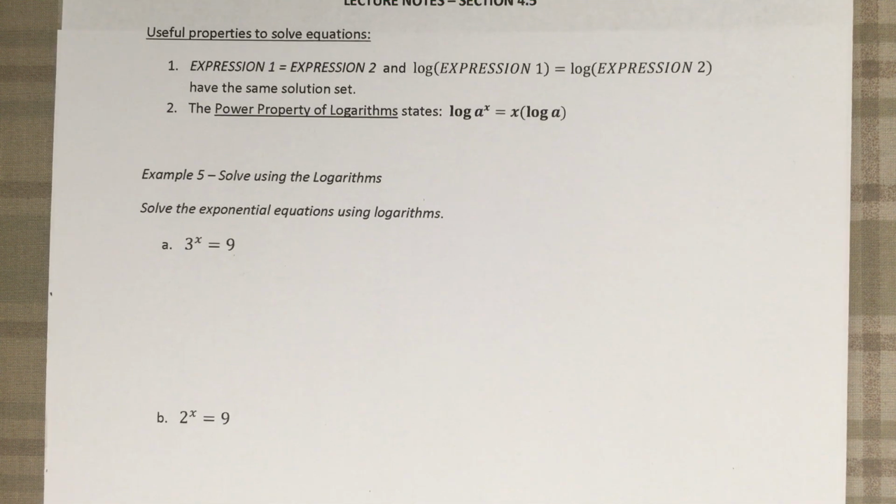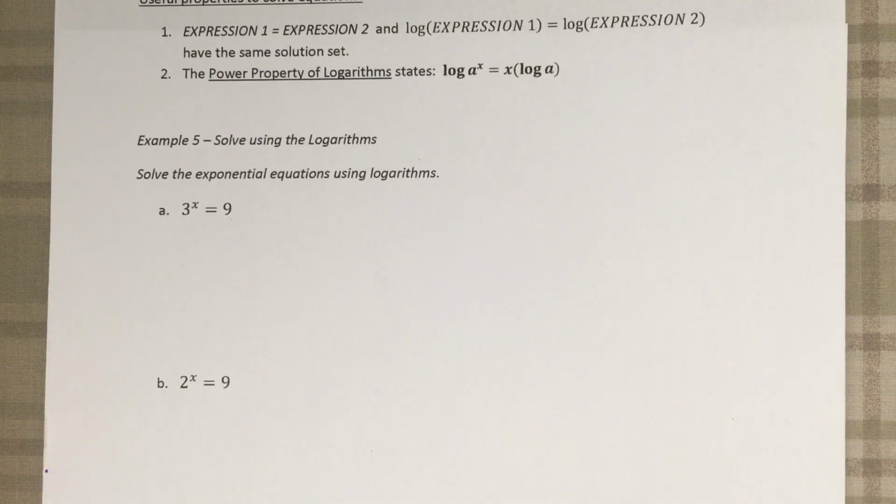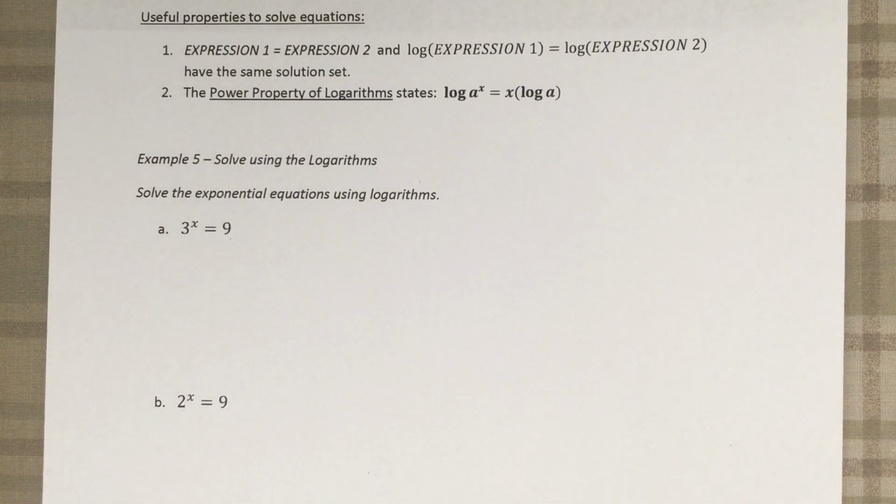All right, so our useful properties, it's not necessarily our steps, but our useful properties. If we have two equal expressions, the logs of those expressions are going to be equivalent. So our first step is going to be to take the log of each side. And then our power property of logarithms says that whatever our exponent is, we can bring it out front. That's going to be the second step that we're going to use as we're going through all of these different equations.